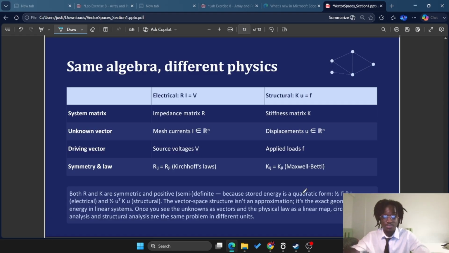Symmetry: this is your Kirchhoff's law, and this is your Maxwell-Betti law. Both R and K are symmetric and positive definite, because stored energies are positive. The vector space structure isn't an approximation, it's the exact geometry of energy in linear systems. Once you see the unknowns as vectors and the physical law as a map, circuit analysis and structural analysis are the same problem in different units.